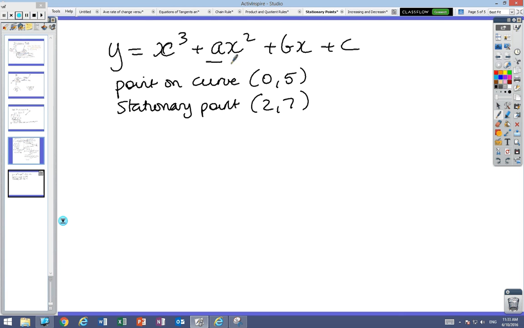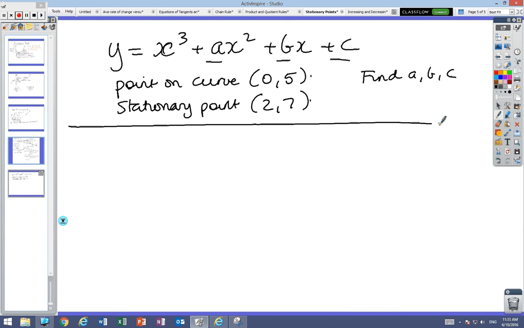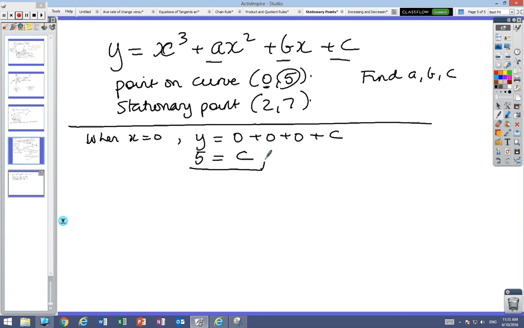Sometimes you're not given all the information about the curve, but you're given clues again. So these are the interesting questions. What we know is we've got to find a, b, and c. So we get clues. The first thing we do is when x equals 0, because that's a nice easy one, y equals 0 plus 0 plus 0 plus c, but we know that it equals 5. So that means c equals 5.